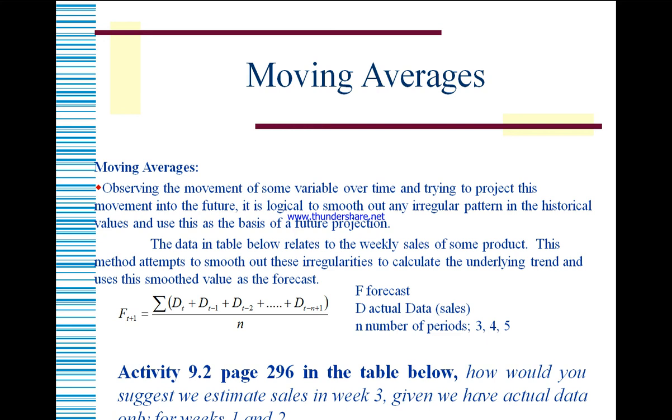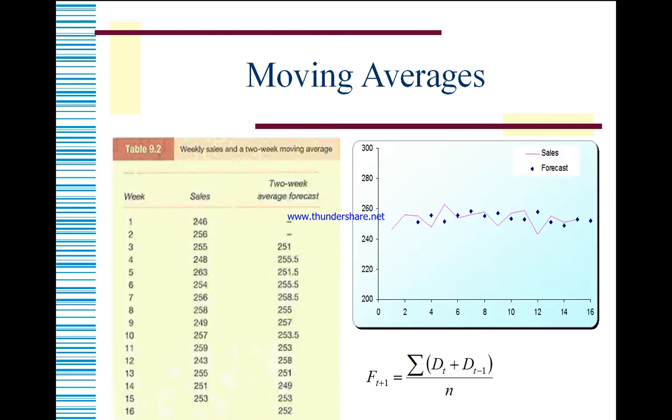It is logical to smooth out any irregular pattern in the historical value, and use it as a basis of a future projection. Okay, so just like count the number of data and divide it by how many data we have. As we've seen here, the red line is the sales and the points here are the forecasting.